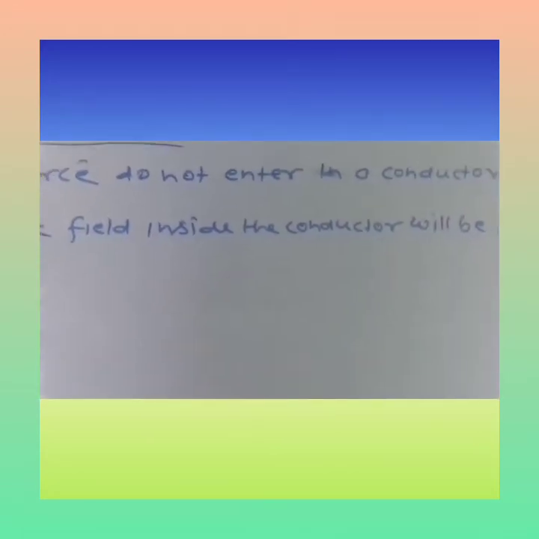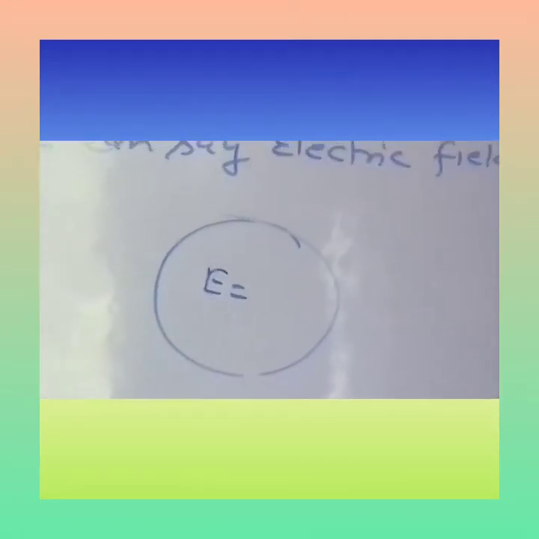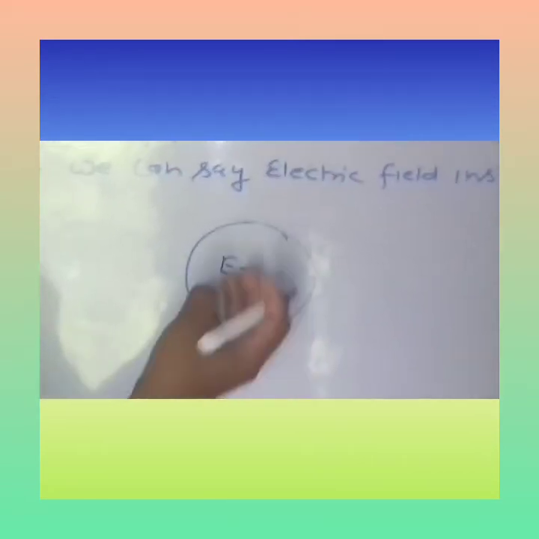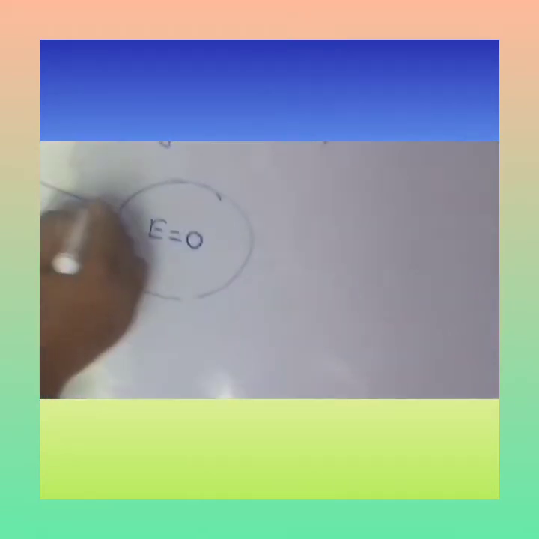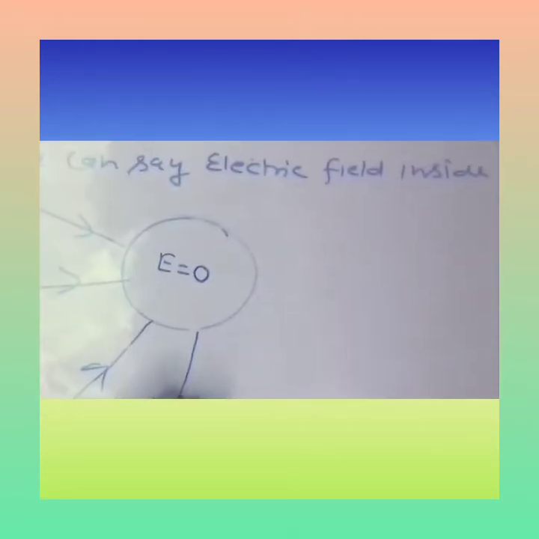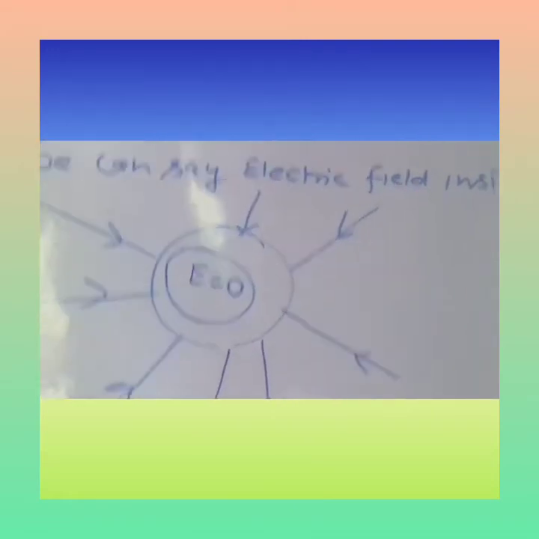If this is a metallic sphere and you ask me, sir, tell me what is the magnitude of the electric field inside this hollow metallic sphere, my dear students, then I will tell you zero. Because electric field lines of force do not enter the conductor. Yes, my dear students. Inside the conductor, the magnitude of the electric field is zero.